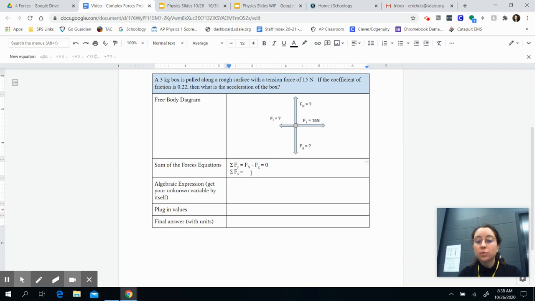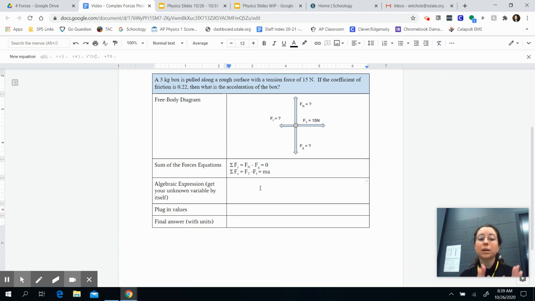Sum of the forces in the x direction, that is going to be our force tension. This tension is to this direction, which is our positive direction. And then the other direction is force friction, which is our negative direction. So it's going to be minus Ff. And this is going to equal mass times acceleration, because it is accelerating in our horizontal direction. Okay, those are our sum of the forces equations.